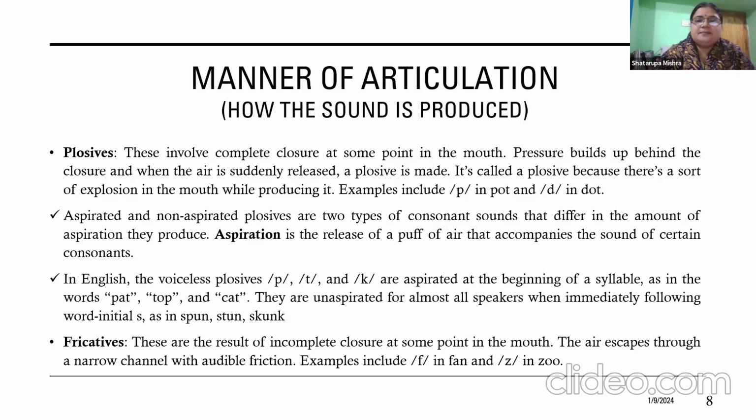So examples include p in pot, d in dot. You can see we are first blocking the air and then pressure builds up and then we release the air suddenly. So those sounds are called plosives. Then plosives are of two kinds, aspirated and non-aspirated plosives.